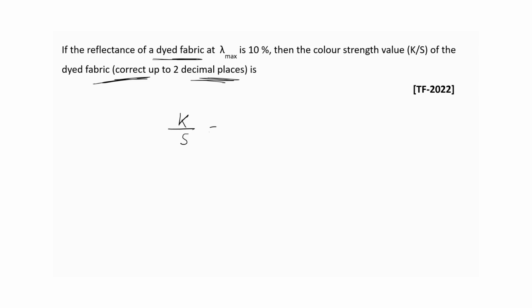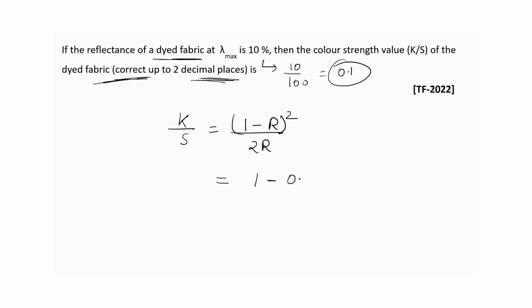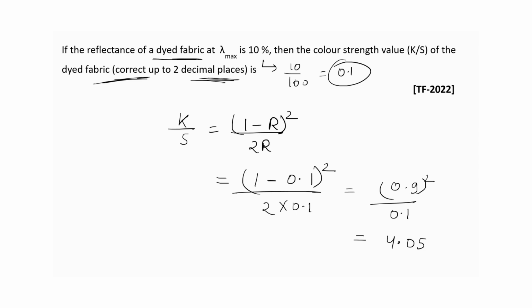So if you have read, K by S is equal to (1 minus R) whole square upon 2R. It is the formula of K by S value, and reflectance is measured in absolute terms. So if it is given as 10%, so 10 upon 100, it comes out to be 0.1. So just write the value (1 minus 0.1) whole square upon 2 into 0.1, 0.9 whole square upon 0.2. When you solve this, it comes out to be 4.05. The answer should be given in 2 decimal places, so 4.05 is the correct answer. So these are all 1 mark questions that I have discussed so far.